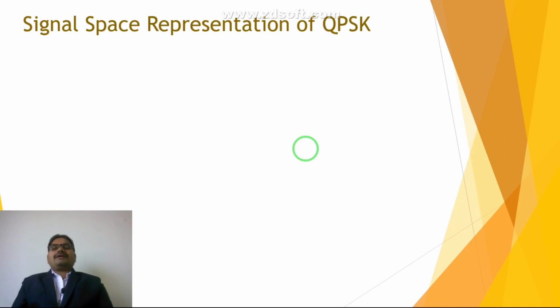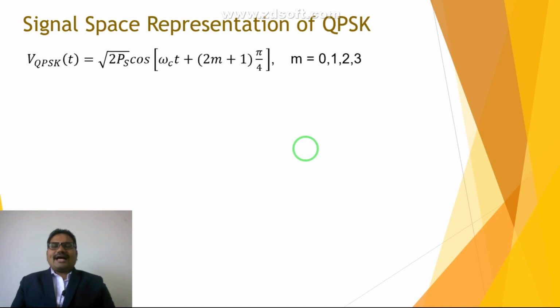After seeing the detection of your QPSK, now we are going to see the signal space, that is the geometrical representation of your QPSK. So as we know this equation, that V QPSK is equal to root 2 Ps cos(omega c t plus (2m plus 1) pi by 4).